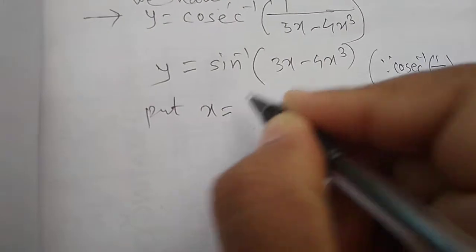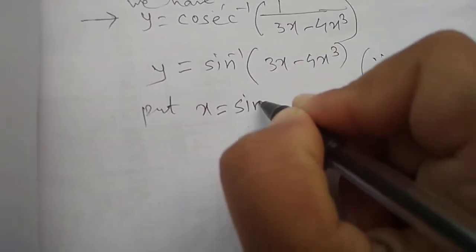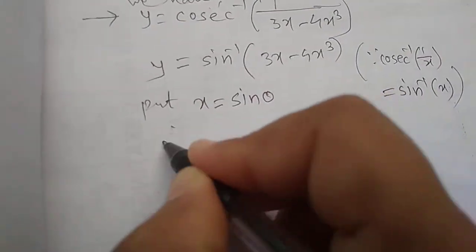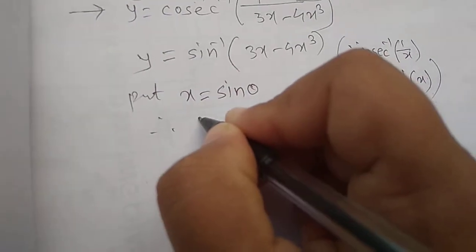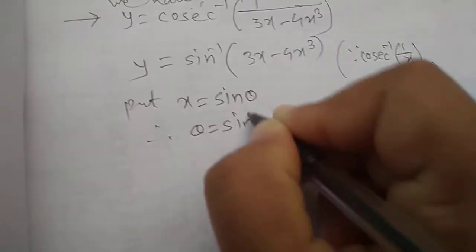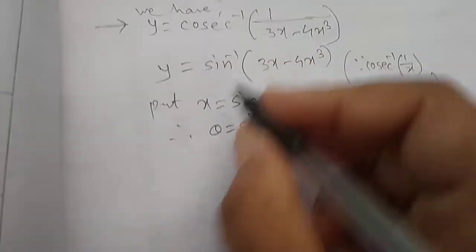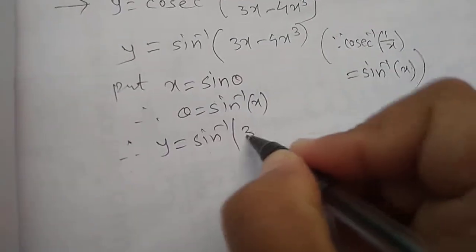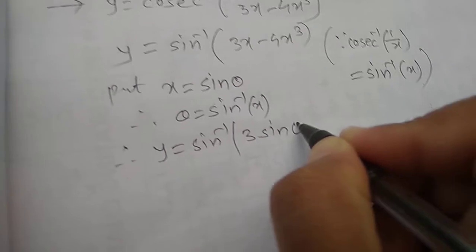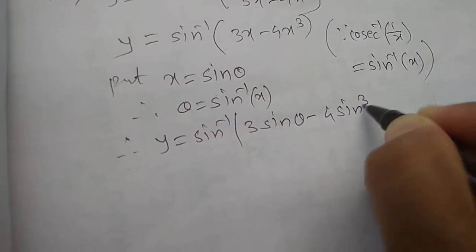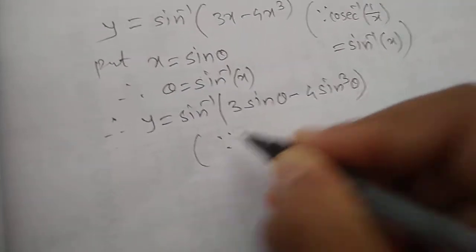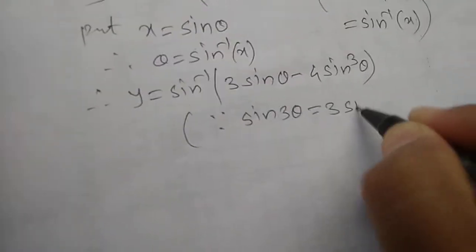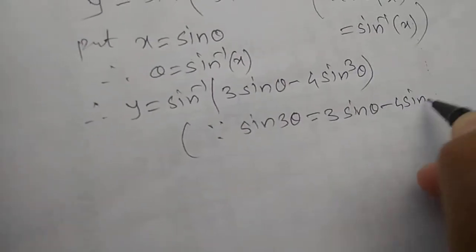x is equal to sine theta. Therefore theta is equal to sine inverse of x. Therefore y is equal to sine inverse of 3 sine theta minus 4 sine cube theta. But we know that the formula sine 3 theta is equal to 3 sine theta minus 4 sine cube theta.